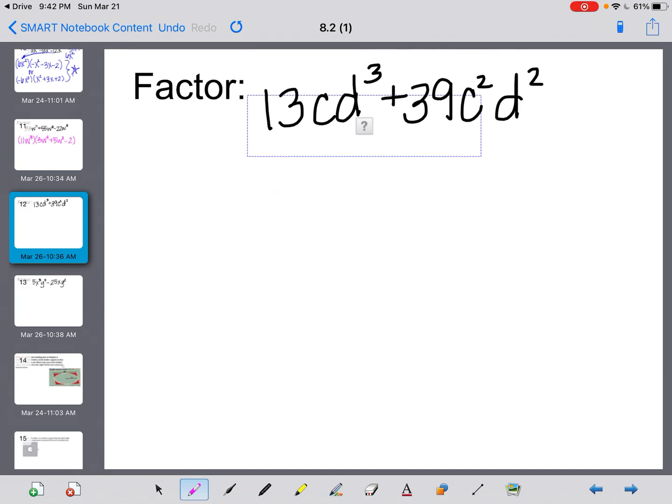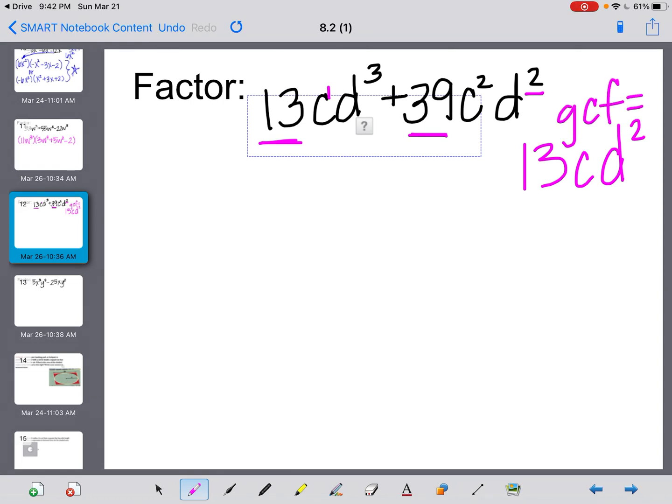All right, this one gets a little weird because now we have two variables, both with different exponents. But I know that with 13 and 39, I can pull a 13 out of both of those. Then for my c's, the lowest exponent is this 1 right here, so I can only pull 1c. And my smallest exponent for the d's is a 2. So 13cd to the second power is my greatest common factor. That's what I'm going to pull out. 13cd to the second power.